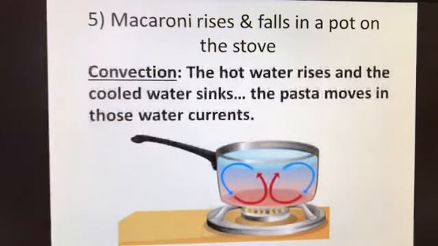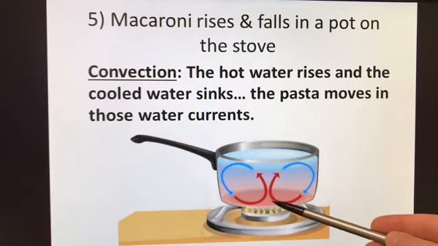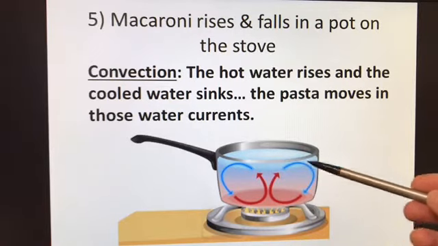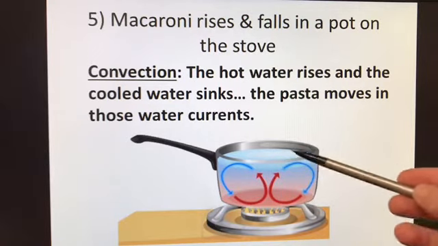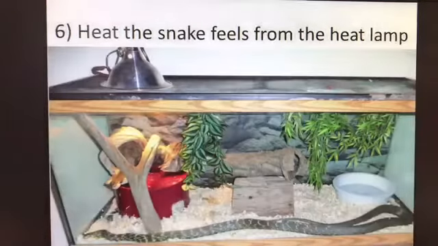All right, number 5, macaroni rises and falls in a pot on the stove. Okay, that's because of convection. The hot water rises and the cooled water sinks. So as the water gets really, really hot, the water at the heat source, which is down here at the bottom, this is where it gets the hottest. Those molecules are hot, they rise. They get to the surface where they cool and then they sink. And as that water circulates, the pasta in the pot will circulate with it.